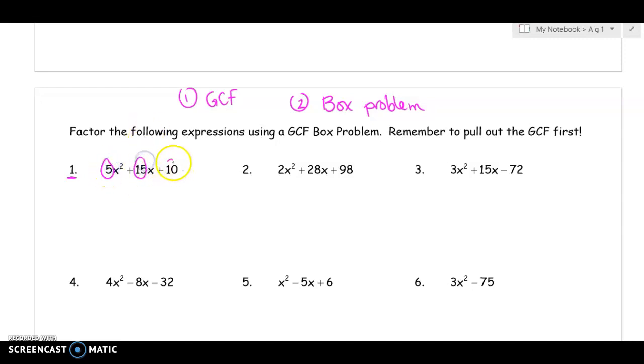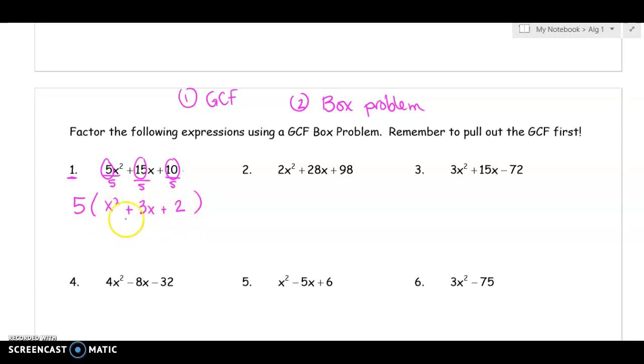Let's look at the numbers. We've got 5, 15, and 10. These numbers are all divisible by 5. We can divide all 3 numbers by 5, so 5 is our GCF. Once we have that, we're going to divide every single term by 5. So we're going to divide this by 5, this by 5, and this by 5. 5x squared divided by 5 is just x squared. 15x divided by 5 is 3x. 10 divided by 5 is 2.